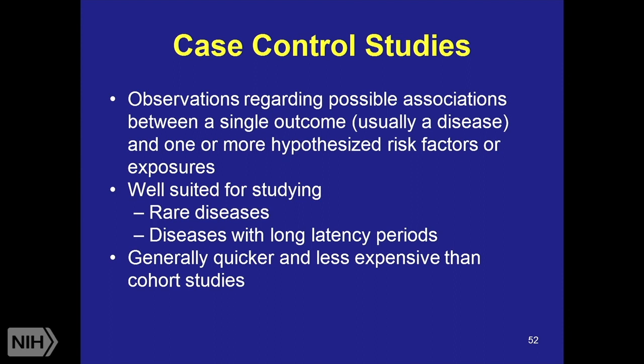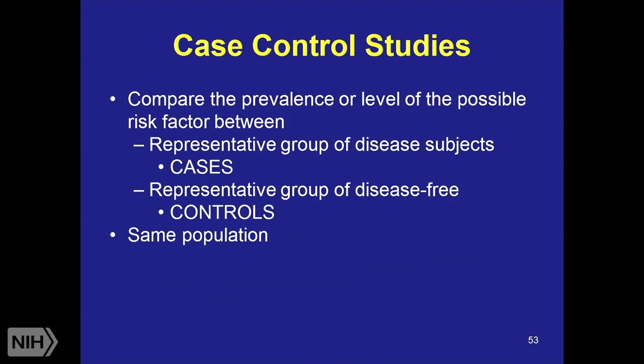If you have diseases with long latency periods, you also tend to see case control studies. They are quicker and less expensive than the cohort studies we're going to describe after this. So in a case control study, you're going to compare the prevalence or level of a possible risk factor between a representative group of disease subjects, your cases, and disease-free subjects, your controls. They're going to hopefully come from the same general population.